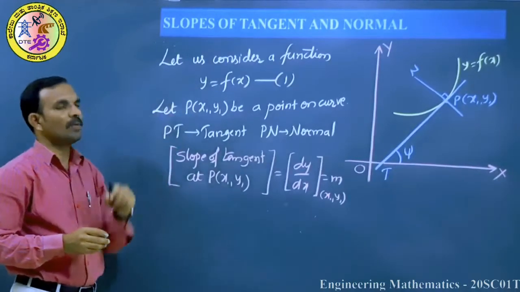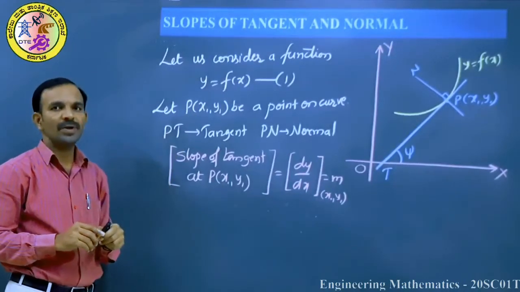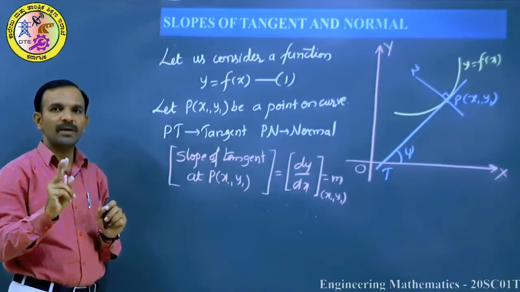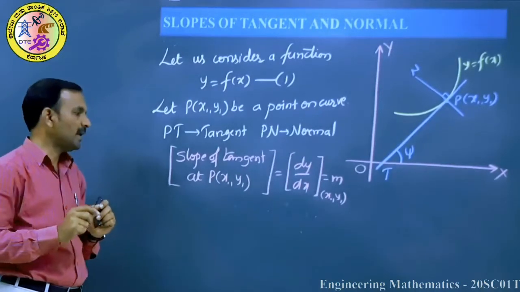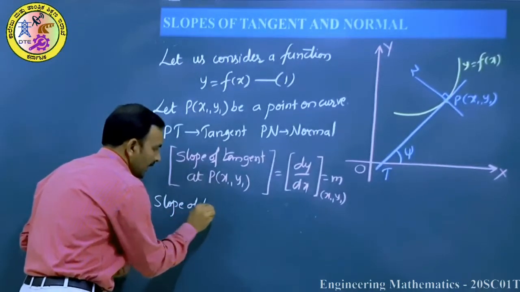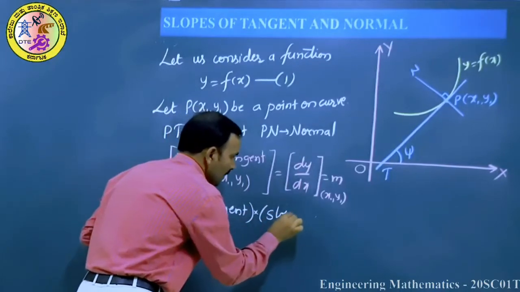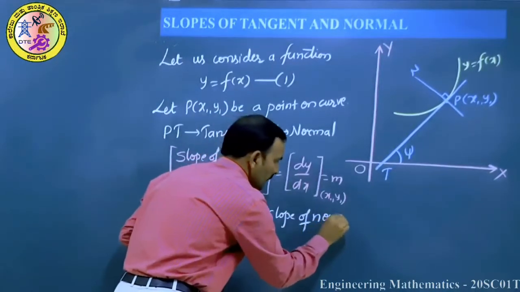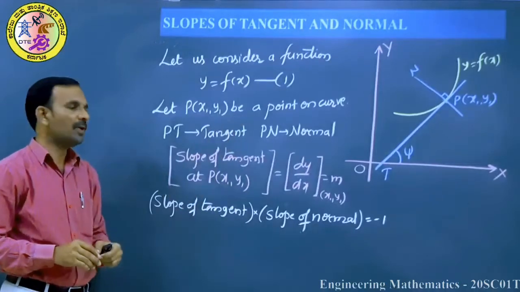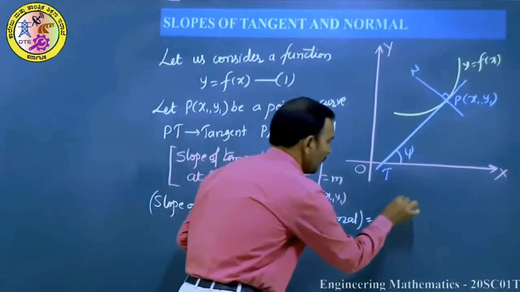Now, how to find the slope of normal? In the definition, you have seen that tangent and normal are perpendicular to each other. Again, from the second unit, by the condition of perpendicularity, if two lines are perpendicular, then the product of their slopes is equal to minus 1. By that, slope of tangent into slope of normal is equal to minus 1, because tangent and normal are perpendicular to each other. From this, if you transfer slope of tangent to that side, then what is the slope of normal equal to?